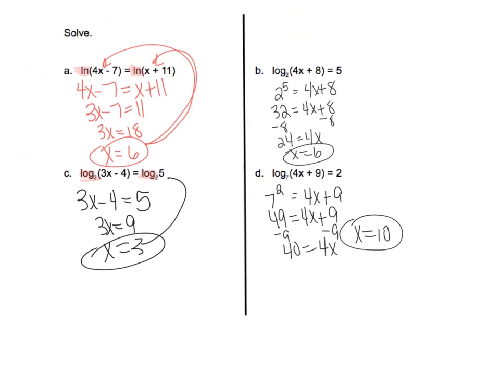Again, just so you can kind of see the difference between the two. The ones on the left have a log or natural log with the same base on both sides of the equation. The questions on the right only have a log on one side, which means you're going to have to change it into exponent form.